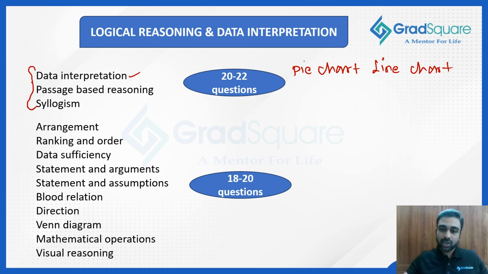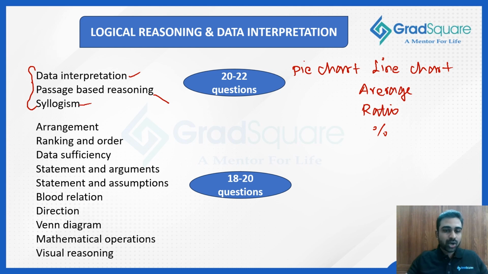And what are the inferences made from this chart? Based on the inferences, these questions have to be answered. The questions from data interpretation will be of three types. One will be average based questions, the other will be ratio based questions, and the third one will be percentage based questions. Moving to passage based reasoning, a passage will be given. Based on what we understand from the passage, we have to answer the questions that follow. A passage will normally be followed by 4 to 5 questions.